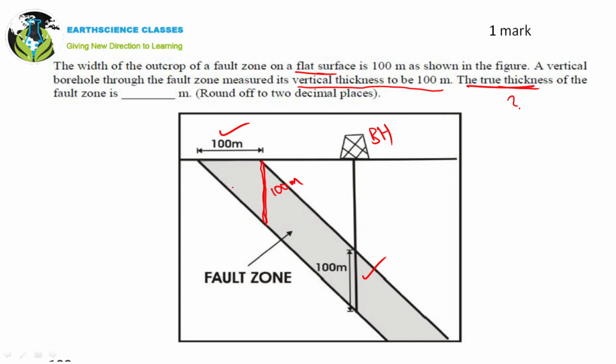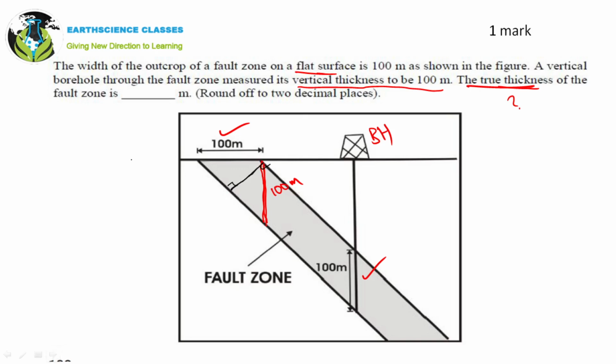So the true thickness is this one. True thickness is measured perpendicular to both the layers. True thickness means what? Which is perpendicular to both the layers. Okay, this is true thickness. So it is asking for true thickness.